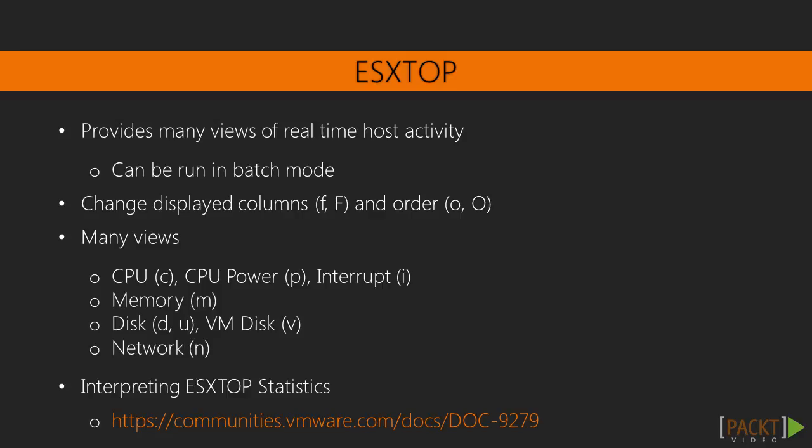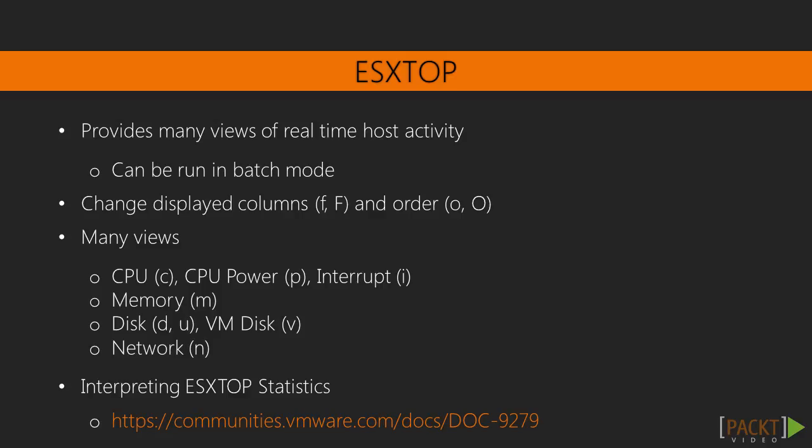But what you may need to do is change what's displayed. So what you can do is you can change the displayed column with the F shortcut keys and change the displayed order with the O keys. And then effectively we can switch between the different views. And you can switch from the CPU view with the C key to CPU power with the P shortcut, or the interrupt view to see what's going on with our device drivers with the I shortcut.